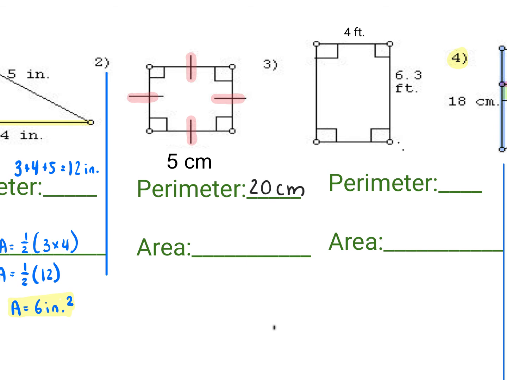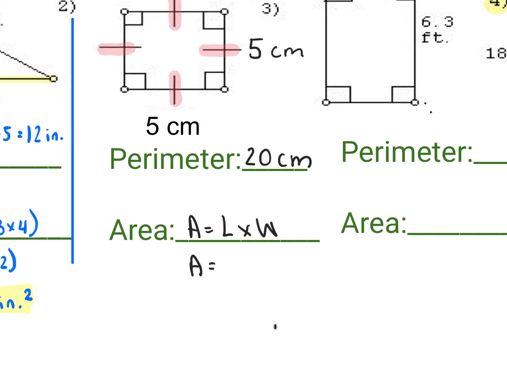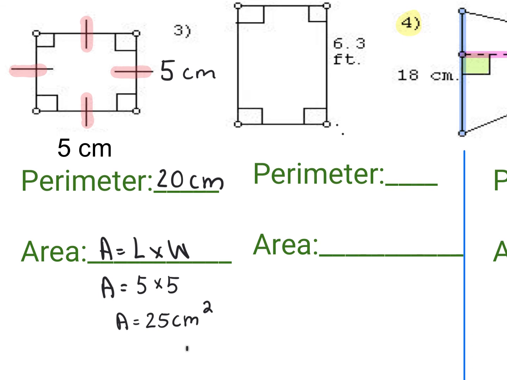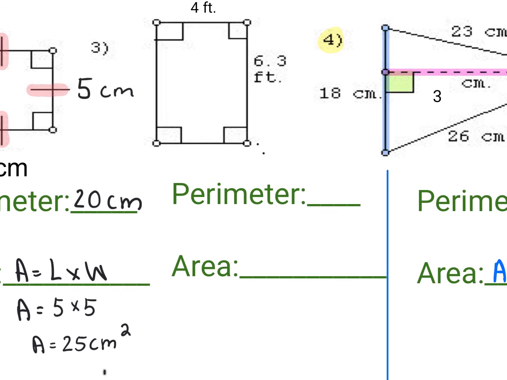And for the area, now Zoe, how'd you find the area? I did 5 times 20. Remember, each side is 5, so you're doing length times width. So what are you going to multiply? 5 times 5. One side is the length, one side is the width. What's your area? 25 centimeters squared. Okay, you guys try number 3 and then we're gonna check it together.